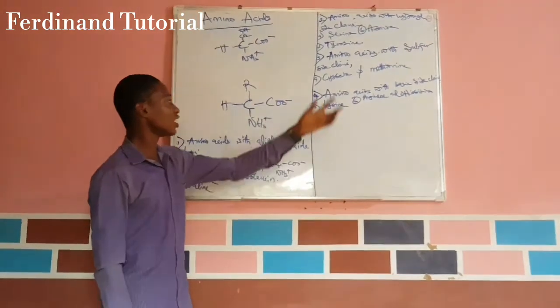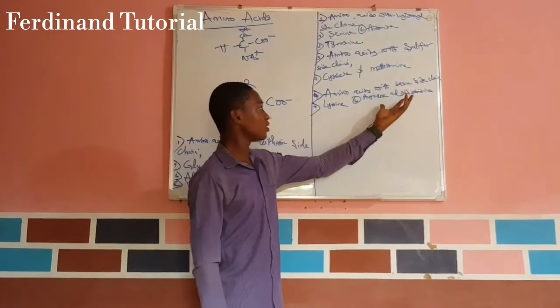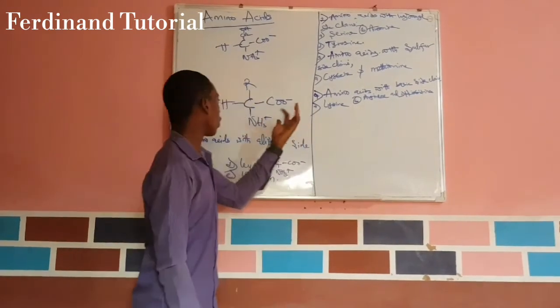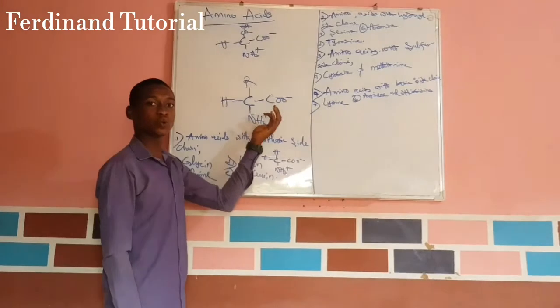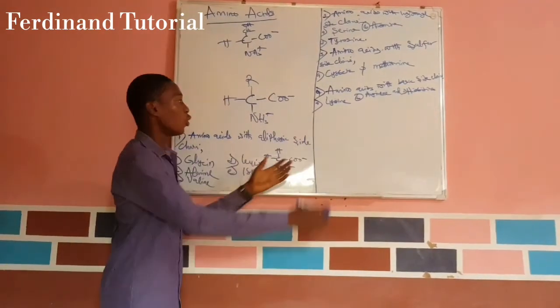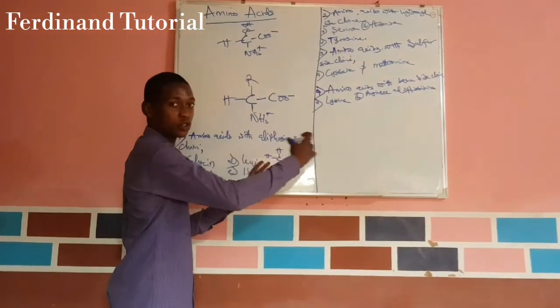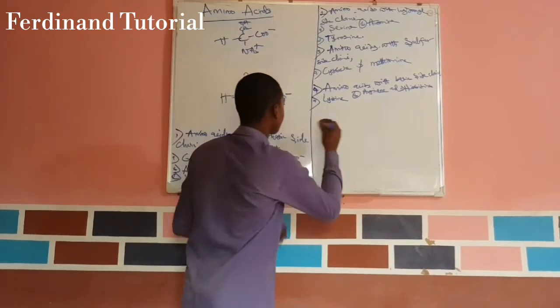Now when we come to this one with a basic side chain, the presence of more of this makes it basic in nature. We are not drawing the structure because of time and space. Let's go to the next one.